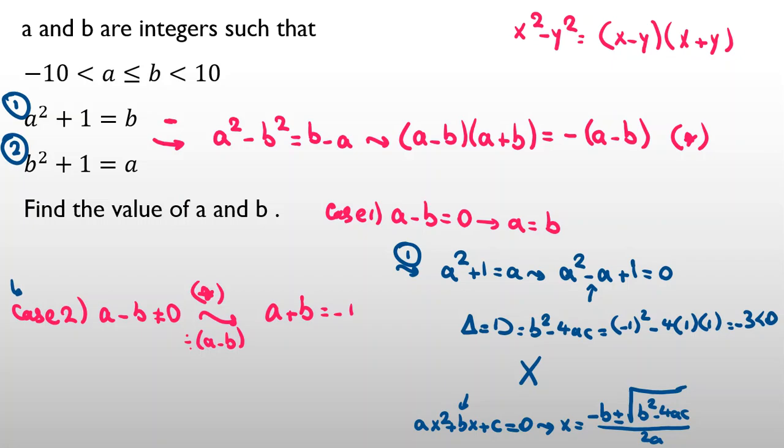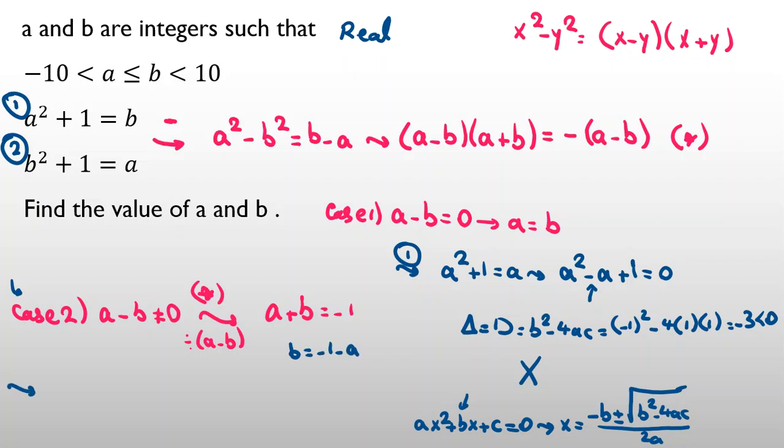Now let's check case 2. A minus B is not 0. A plus B is -1. Let me tell you, I think it's better that we solve it also for real numbers, because for integers it will be so much easier. Let's solve for real numbers. So A plus B is -1, so I can say B equals -1 minus A.